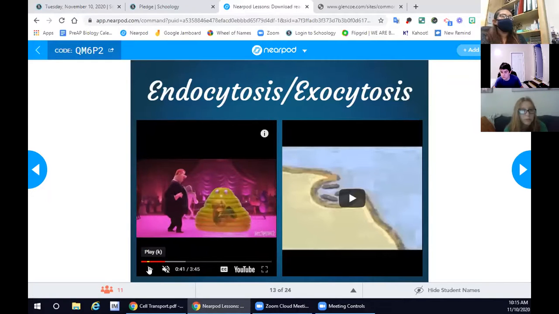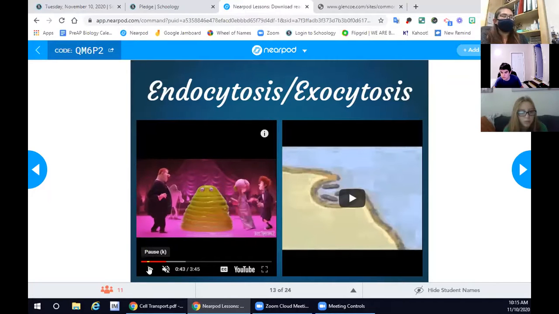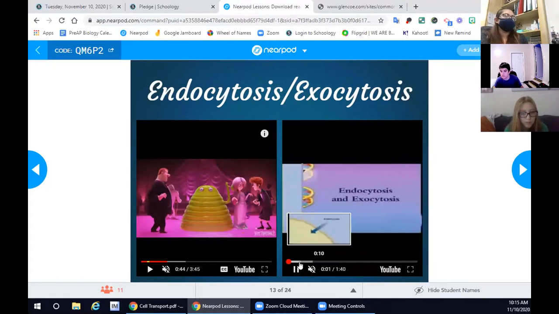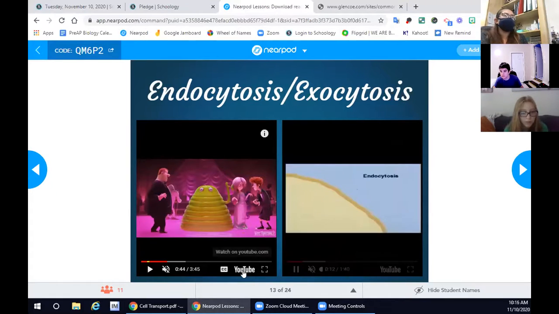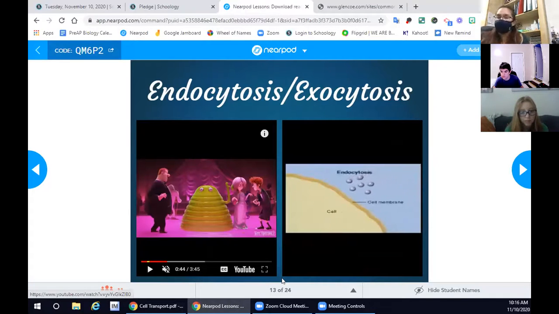So that's endocytosis because it brought it inside. That's exocytosis because it left. Again, endocytosis goes in, exocytosis goes out. Like I said, these are a lot of vocabulary terms. Make flashcards. Remember, you can do the online flashcards through Quizlet.com, or you can make your own flashcards. That's how endocytosis works. Bringing in materials.